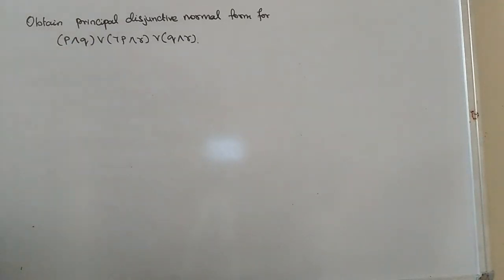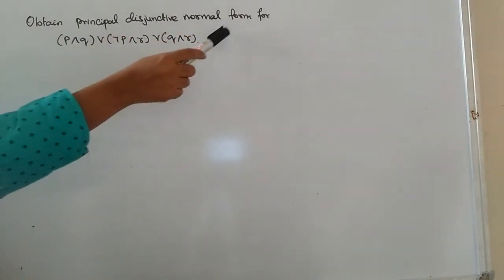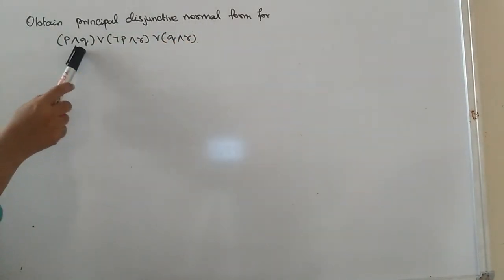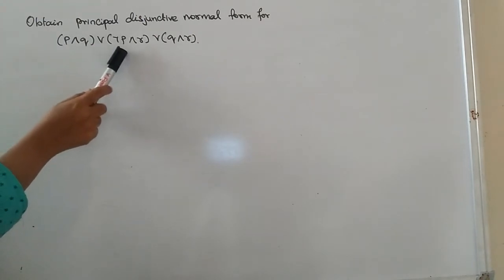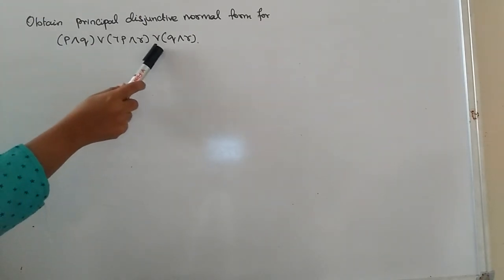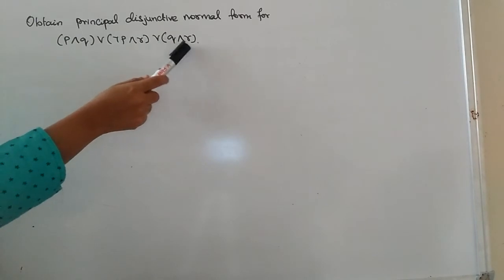Everyone, in this video we are just going to do one problem for finding the principal disjunctive normal form for a particular formula. The question given is: obtain the principal disjunctive normal form for (P and Q) or (negate P and R) or (Q and R).